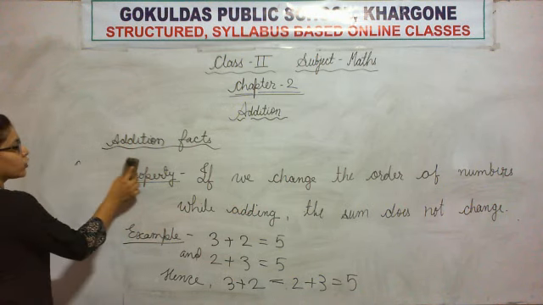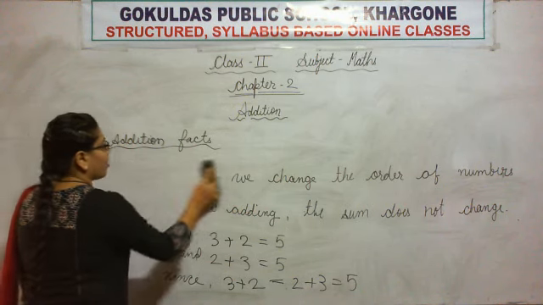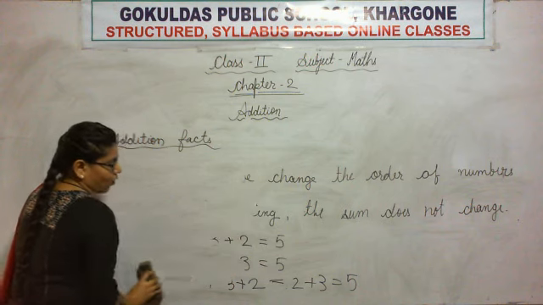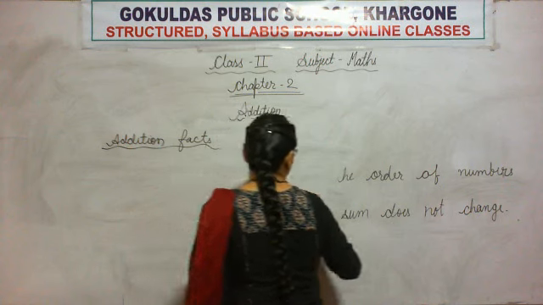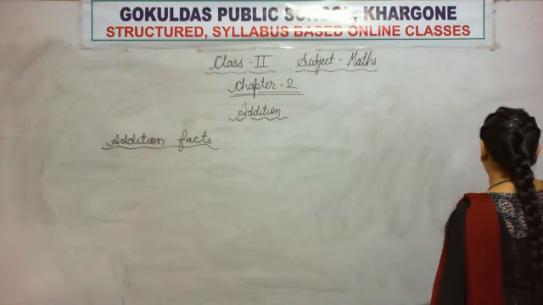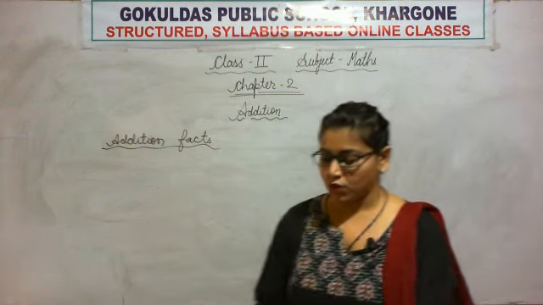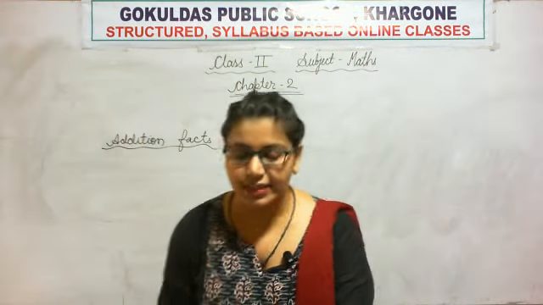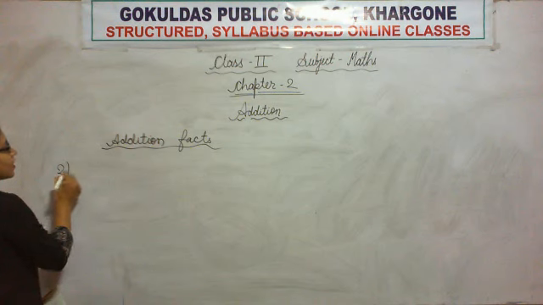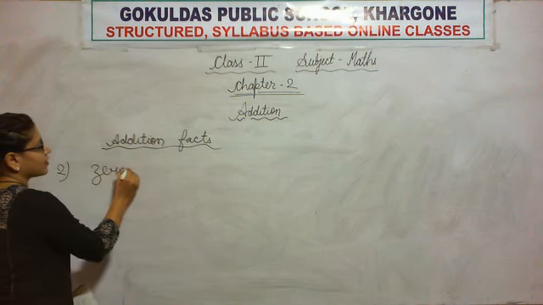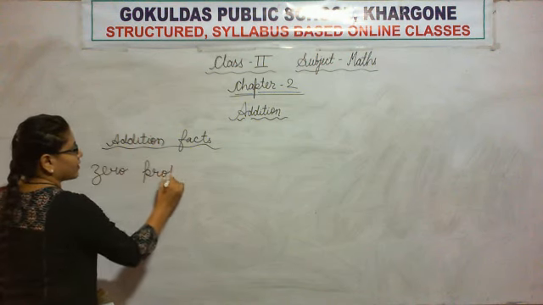Okay, now, so this was the order property of addition facts. Now, the second one is zero property. So, zero property states that if any number, you can write down with me.